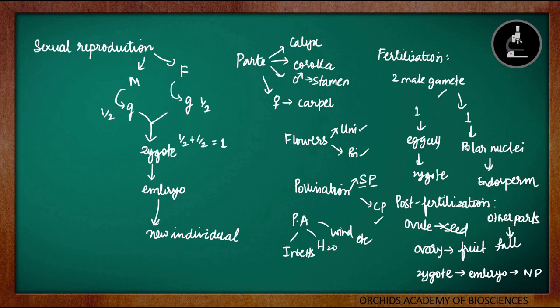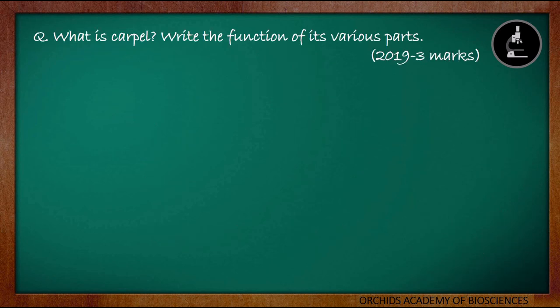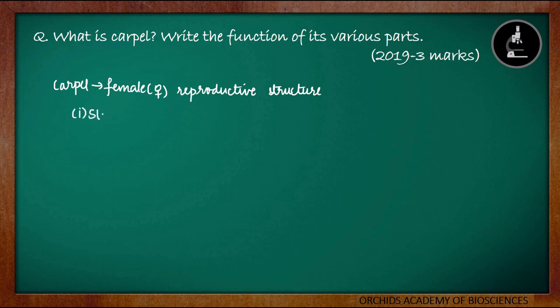Now let us quickly discuss few questions from the previous years. The first one is, what is carpel? Write the functions of its various parts. Carpel is the female reproductive part, or the female reproductive structure which is found in the flowering plants. The carpel is made up of three major parts. First one is stigma, second one is style, and third one is ovary.